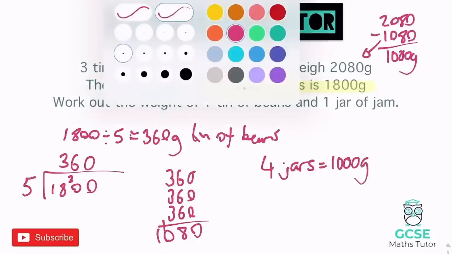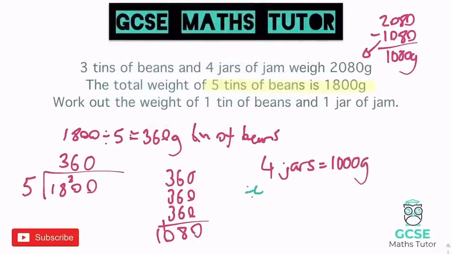And we want to know the weight of 1. So we can divide that by 4, and it gives us 1 jar equaling 250 grams. So there we go. 1 jar is 250, and 1 tin of beans was 360.